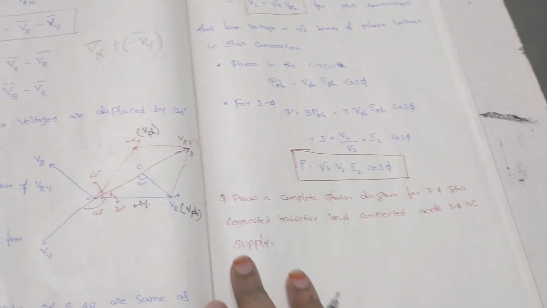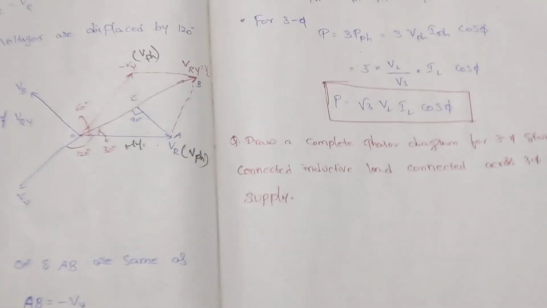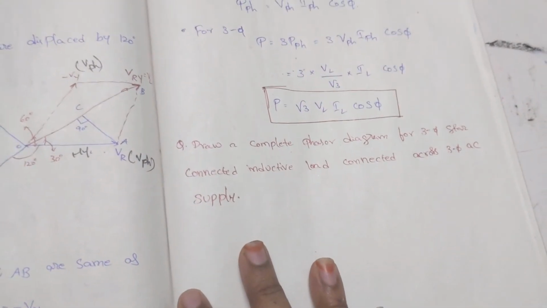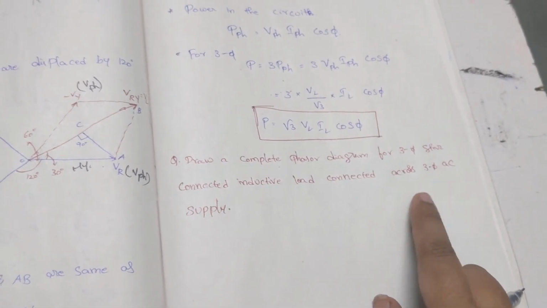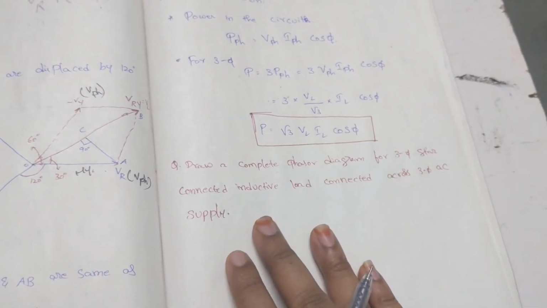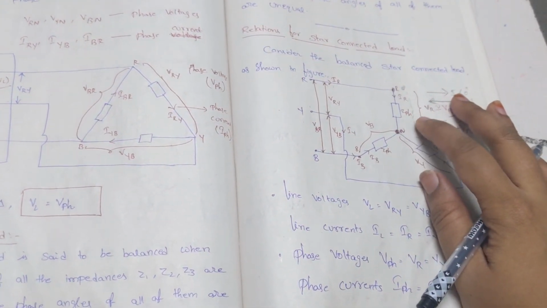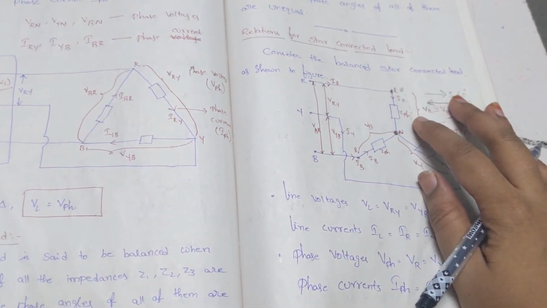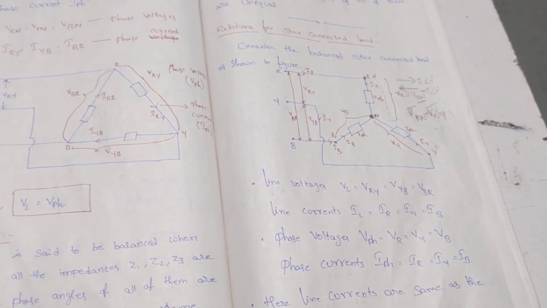So this is our tutorial question. Kindly observe this. You need to draw the complete phasor diagram of a 3-phase star connected inductive load connected across a 3-phase AC supply. Now if you observe, I just mentioned this load as Z phase, but I didn't disclose whether it is an inductive load, capacitive load or resistive load.